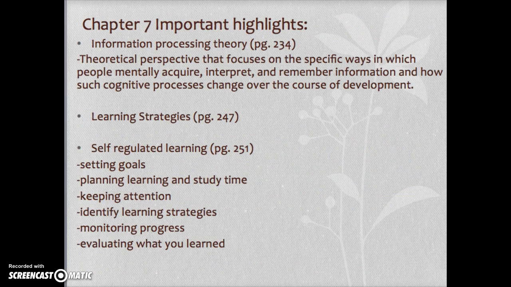Chapter 7's important highlights were information processing theory, which is a theoretical perspective that focuses on the specific ways in which people mentally acquire, interpret, and remember information, and how such cognitive processes change over the course of development. Learning strategies, and lastly, self-regulated learning, which is setting goals, planning learning and study time, keeping attention, identifying learning strategies, monitoring the progress, and evaluating what you learned.